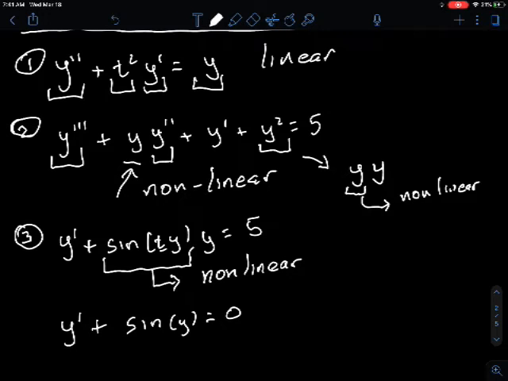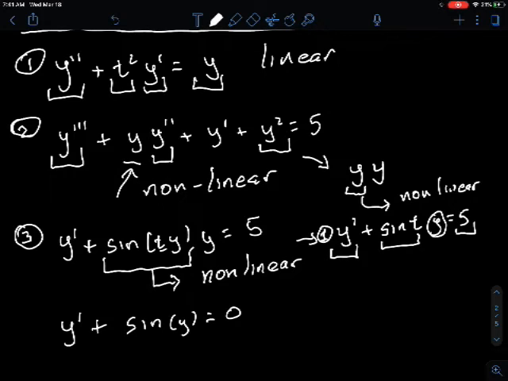Okay, so let's change it a little bit. If we have y prime plus sine t of y equal 5, in this case we have y prime, so there's a constant next to it, a constant of 1, that's fine. There's this y here, and next to the y there's a sine of t. So this function depends on t only, so this term is still linear, and the 5 is just a number, so we're fine here. So this equation will be linear, because next to the y there's no function that depends on y, only a function that depends on t.